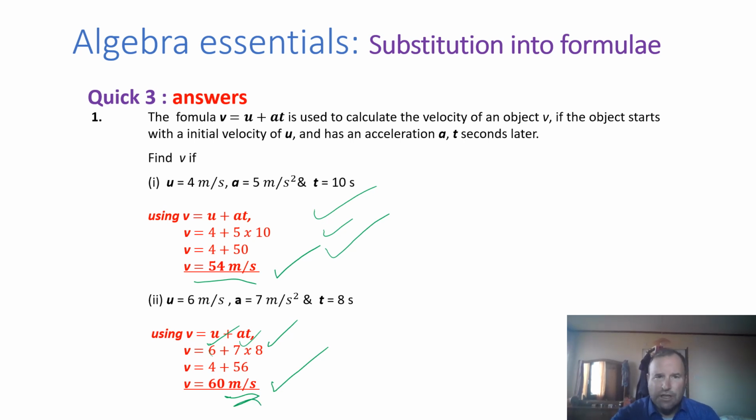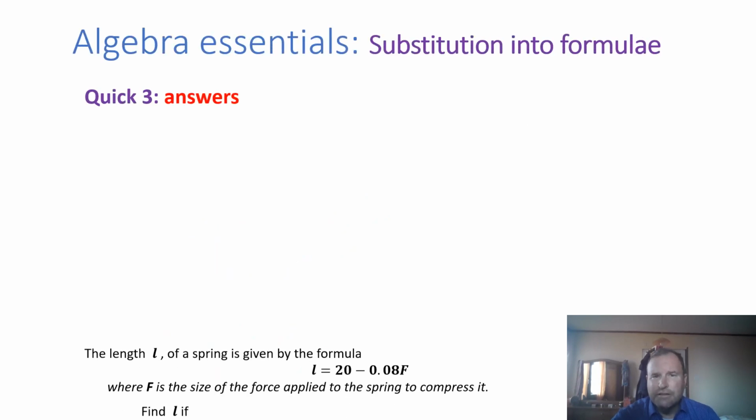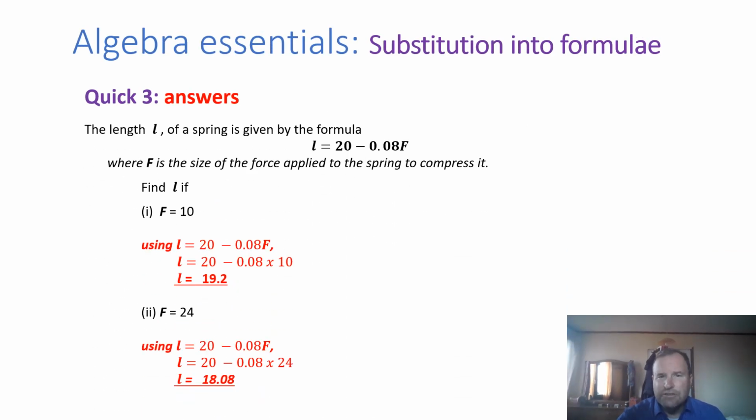Answers to quick 3, question 2. Here we go. Okay, so using the formula L equals 20 minus 0.08F, we're substituting F. You can see F here, I'm just circling it, putting in the number 10. So where the letter is, you put the number in. Do a quick calculation, L equals 19.2, whatever that force will be, newtons, kilonewtons, and so forth.